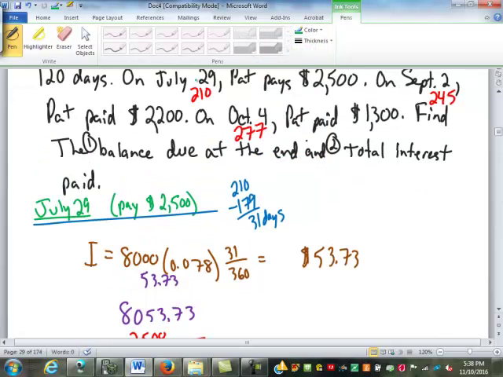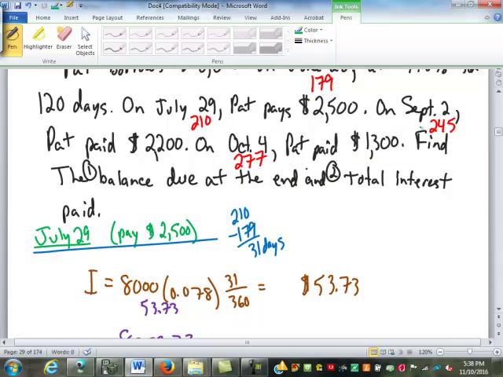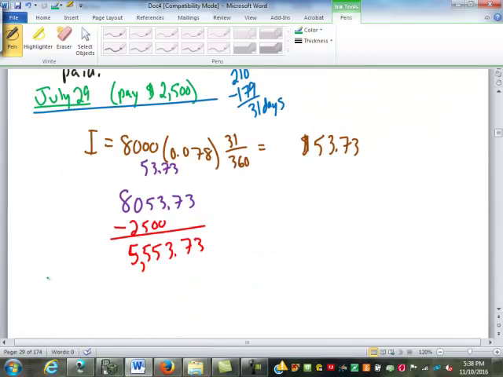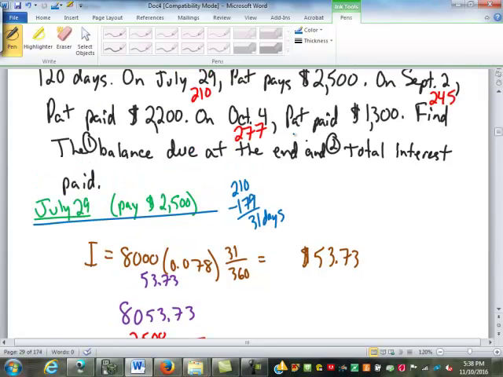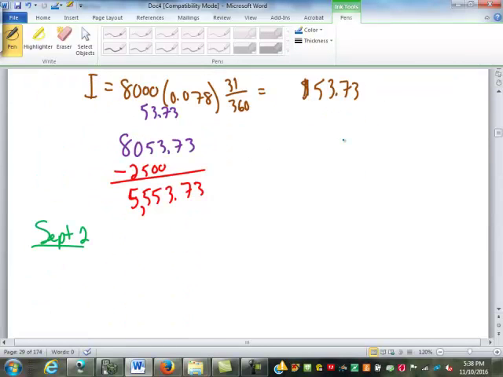So our next action is on September 2nd. So we'll figure out our days again. September 2nd is 245, minus July 29th was 210. That is 35 days. Notice I did not go back to the beginning. I only went back to the last point where we calculated interest.